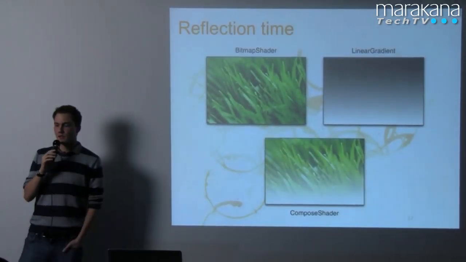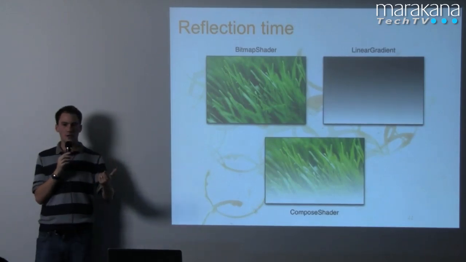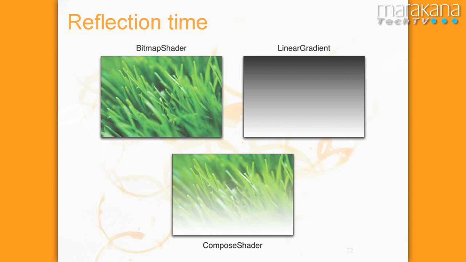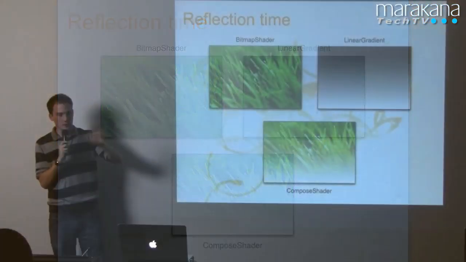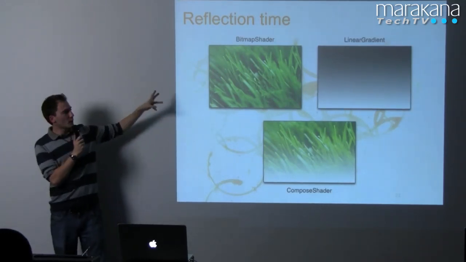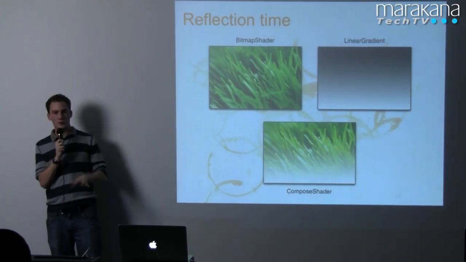So that reflection effect, how was it implemented? It's pretty simple. We use two shaders that we compose into a compose shader. We start with a bitmap shader, and all a bitmap shader does is take a bitmap and put it on screen. You can do fancy stuff with it. You can apply transformation matrices, so you can rotate the bitmap, you can scale it, stuff like that. I also created a linear gradient. It's not a gradient from black to white. It's actually a gradient from fully opaque to fully transparent.